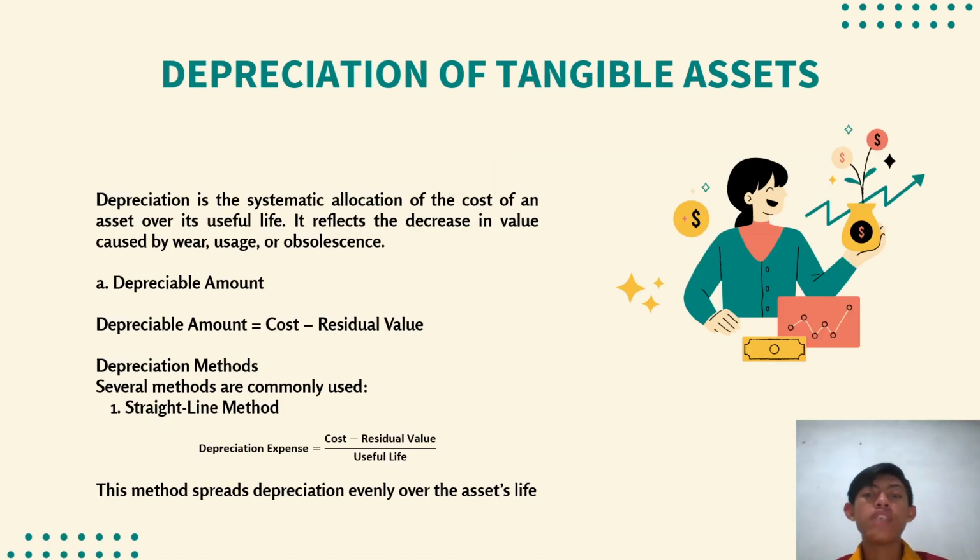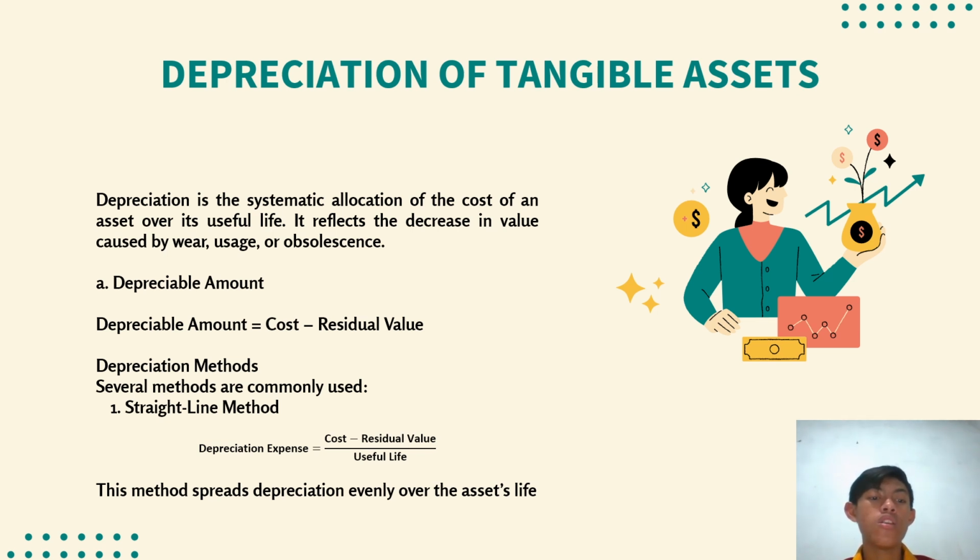Depreciation of tangible assets. Depreciation is the systematic allocation of the cost of an asset over its useful life. It reflects the decrease in value caused by wear, usage, or obsolescence. A. Depreciable amount. The formula is depreciable amount equals cost minus residual value.